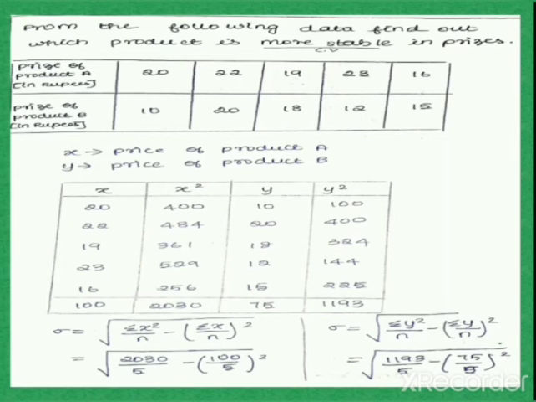Here the price of product A is given and the price of product B is given. So the two data are raw data. So we have to take X as the price of product A and Y as the price of product B. We know the formula for standard deviation for raw data, which is sigma equal to root of summation x square divided by n minus summation x by n the whole square. So we have to find our x square and y square values here.